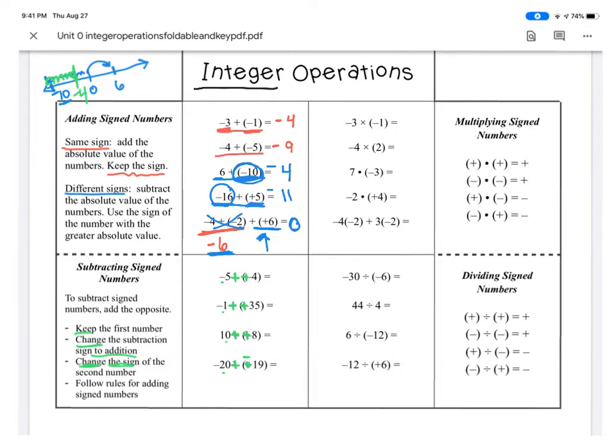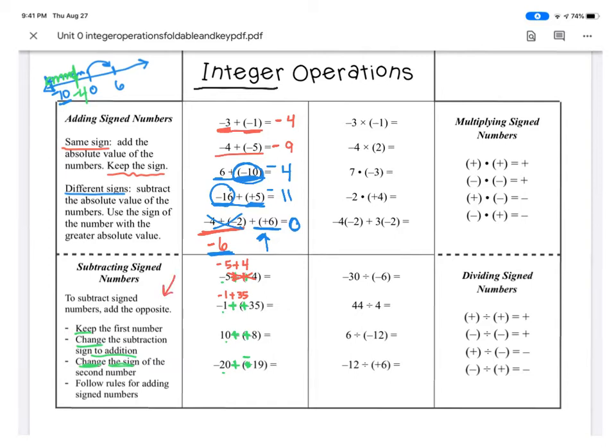So now I ignore the problem that I had previously. My new problem is now -5 plus +4. Earlier, it was a minus, a negative, but I changed it to plus a positive. So now I'm kind of ignoring this problem, and I'm looking at it like this. Okay, same thing with the next problem. It's -1 plus 35 now. I'm ignoring what was there previously because I changed it using these rules.